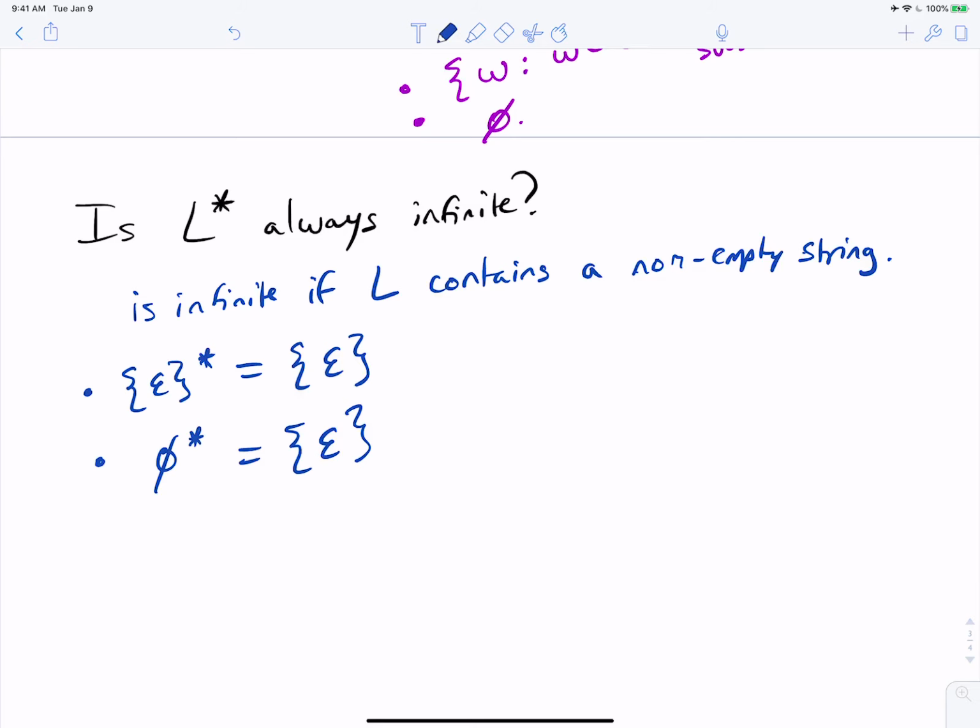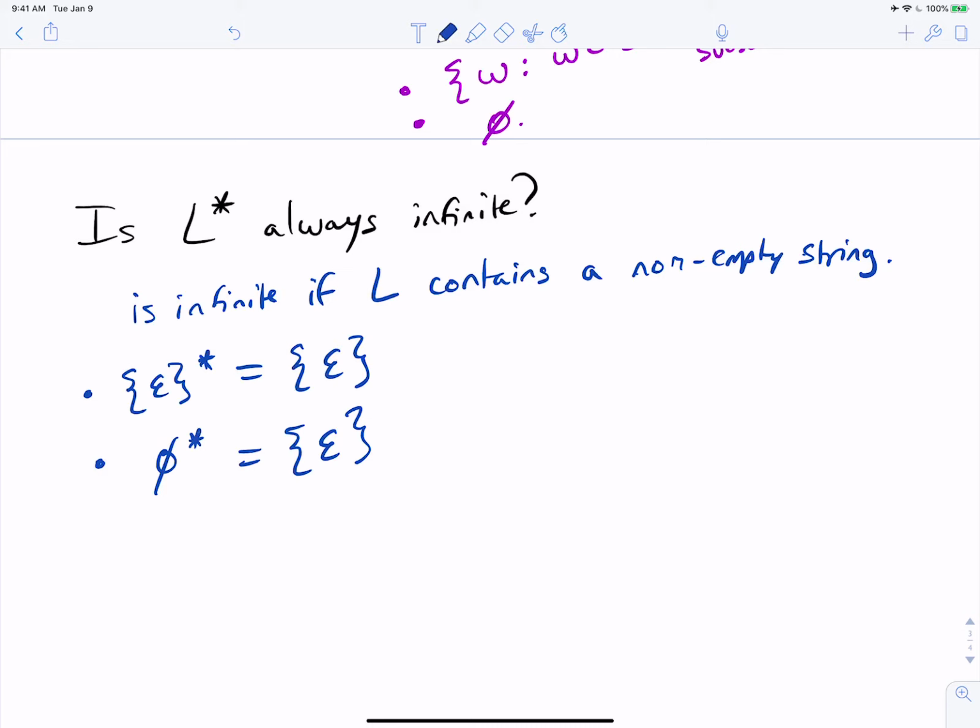So in fact, we have a complete characterization of which languages star are infinite. If it has any non-empty string at all, then it is infinite. Otherwise, they're both finite. Cool. Any questions about that? Yeah.